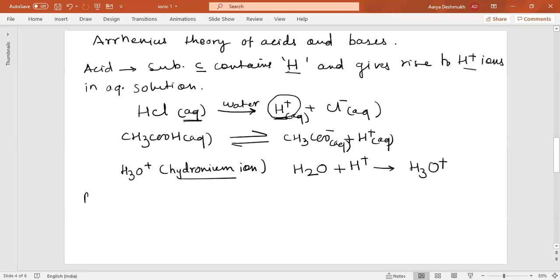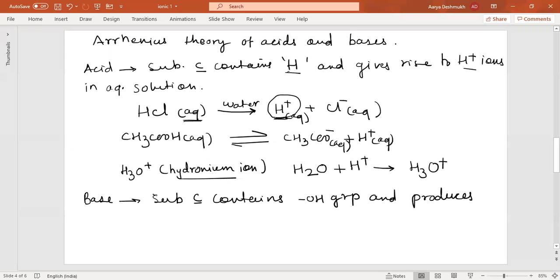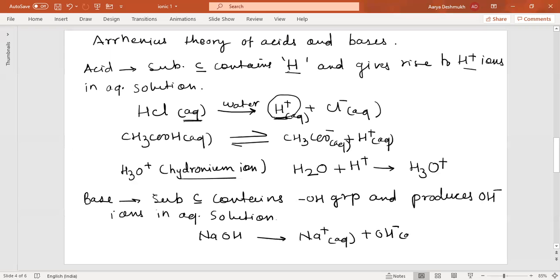Very simple definition. Now, what is a base according to this Arrhenius theory? A base is a substance which contains OH group and produces OH minus ions in aqueous solution. Very simple thing. For example, NaOH is a strong base, so it will ionize in this way: Na plus and OH minus ions will be formed.